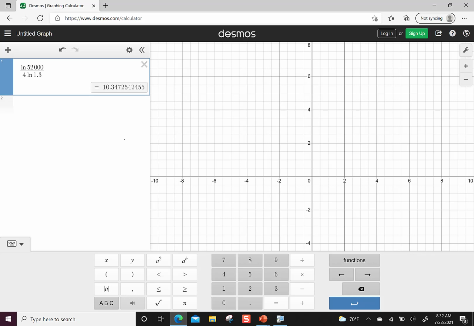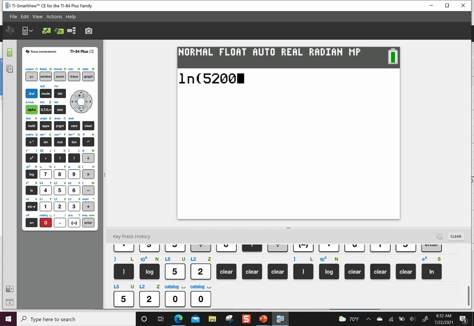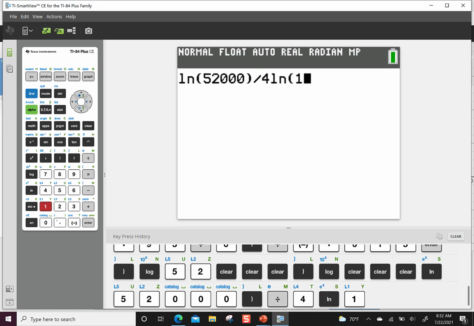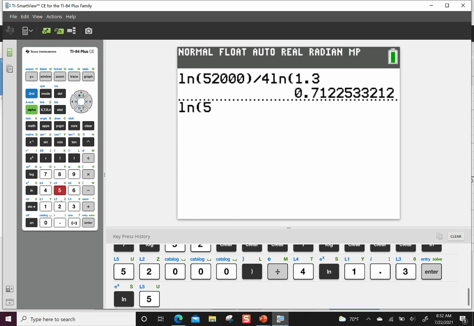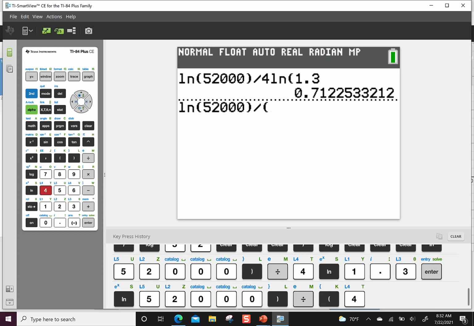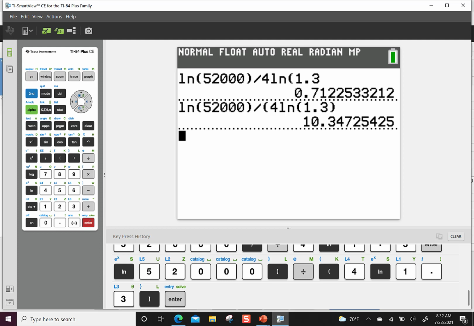Compare that to if I put it into the TI calculator. I put in the natural log, 52,000, close parenthesis, divided by 4 natural log of 1.3, and we're not going to get the same answer. See, I got this small 0.7122. The problem is, in the TI, I need to put parentheses around the 4 times the natural log of 1.3. Try again. Natural log 52,000, close those parentheses, divide by parenthesis 4 natural log of 1.3. And now we're going to get the same value. We got the 10.34725. It's all about order of operations.